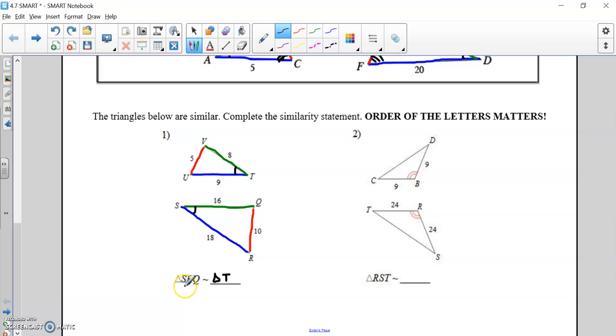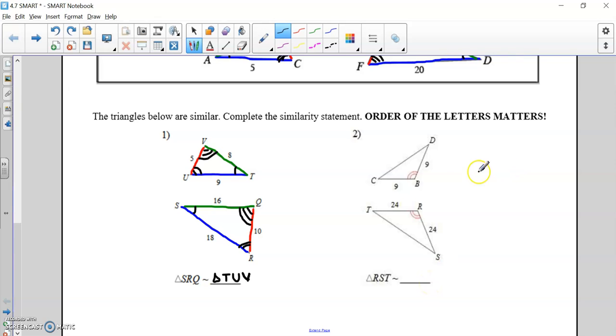Next comes R. R is between red and blue, so we're going to take our angle that's between red and blue, which is U. And then Q is between red and green. It's also the only angle left, so that has to match with V here, which is also between red and green. And that is my completed similarity statement. This is a V, do not confuse it for a U.